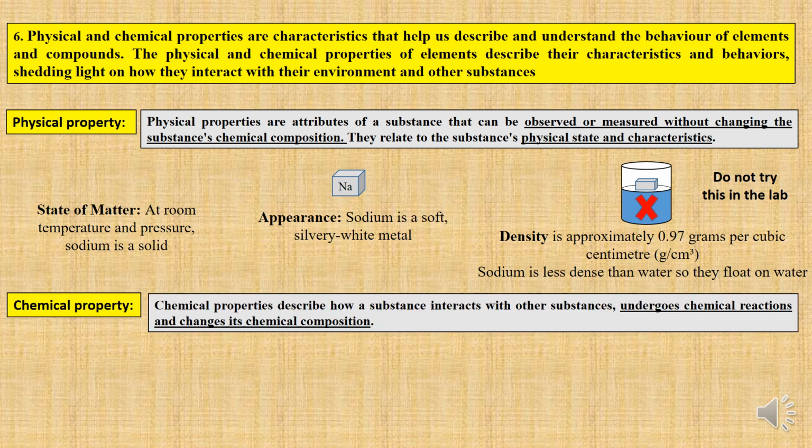What is a chemical property? Chemical properties describe how a substance interacts with other substances. It undergoes chemical reactions and changes its chemical composition.